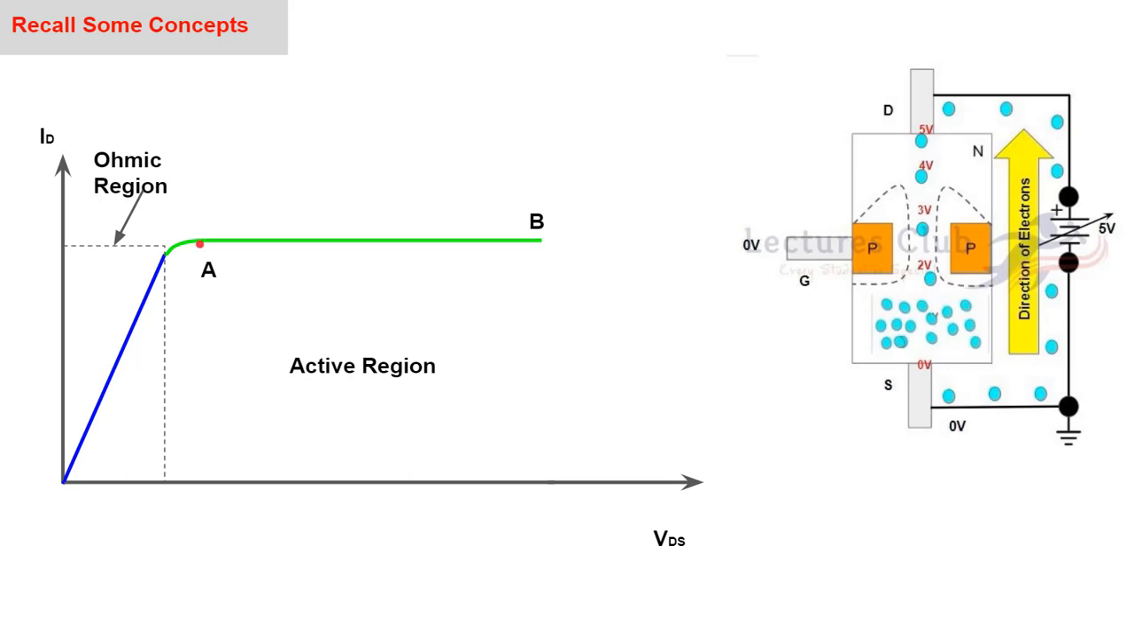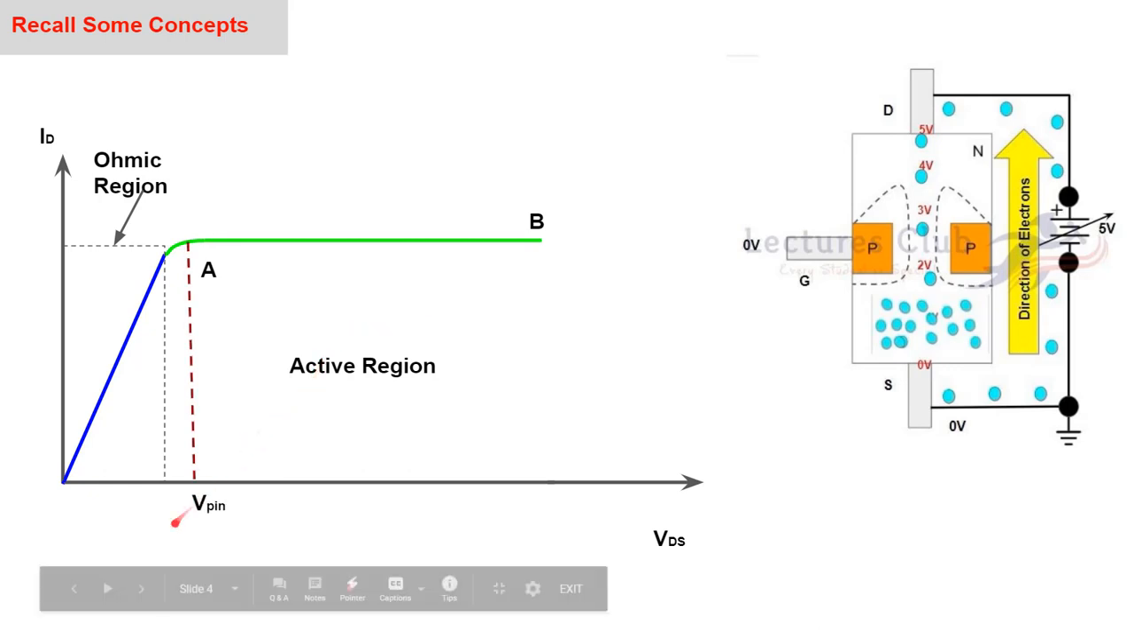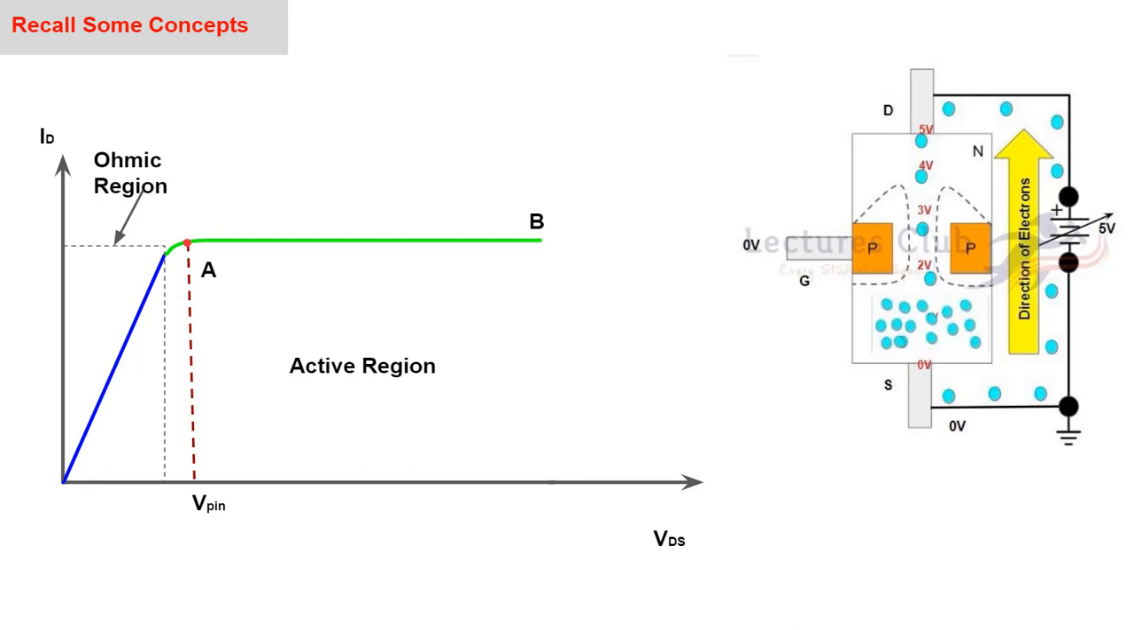Now the JFET has entered into the active region. In the active region, the current through the JFET is constant, or in other words you can say the JFET has gone into saturation mode. So in the active region, when you increase the drain to source voltage, current will not increase, it will be constant. The value of the drain to source voltage at which the current has become maximum and is not changing further is called the pinch off voltage.